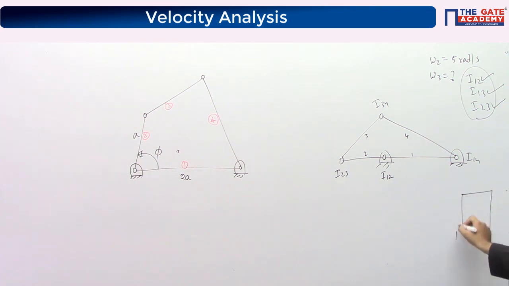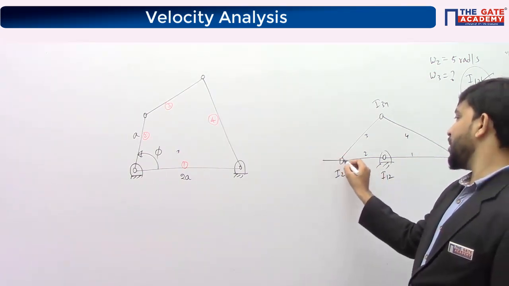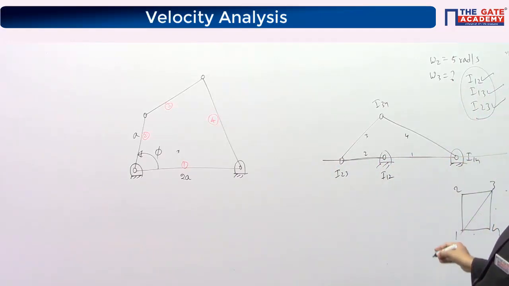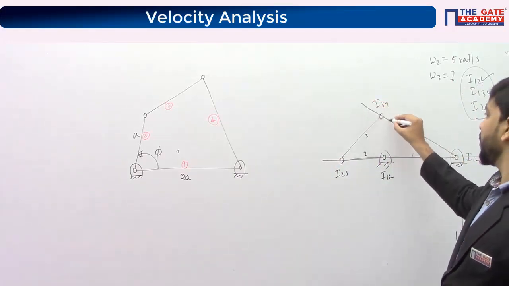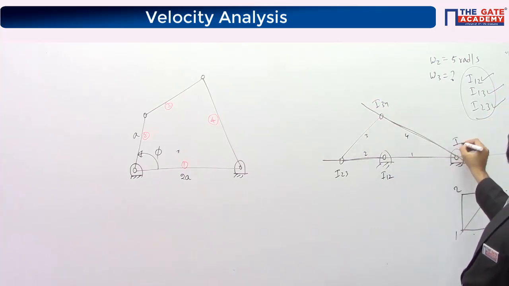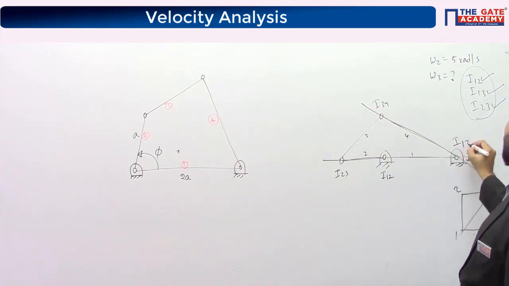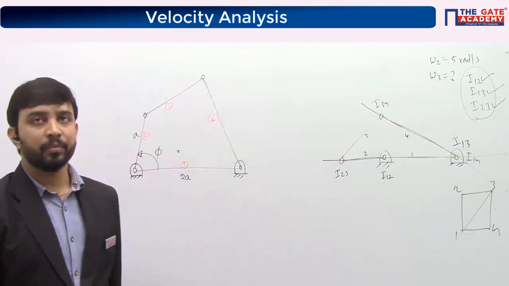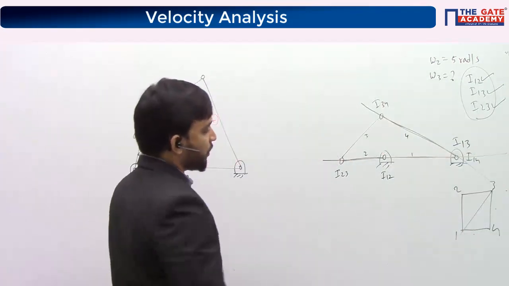So draw a polygon having number of sides equal to number of links. So I want to look at I13. To go from 1 to 3, we can go from 1 to 2 and 2 to 3. So draw a line passing through 1, 2 and 2, 3. Similarly, draw a line passing through 1, 4 and 3, 4. Where do these two lines meet? That is your I13. This is the location of I13.